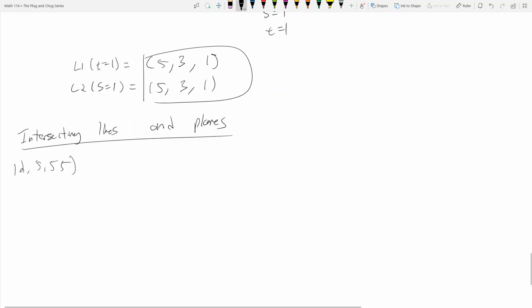Let's do 55. X is equal to 1 plus 2t, y is equal to 1 plus 5t, and z is equal to 3t. And then you've got a plane pi, which is x plus y plus z is equal to 2. All right. So this is what we have, and I want to see where they intersect.